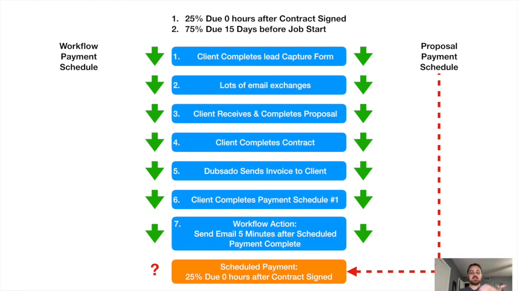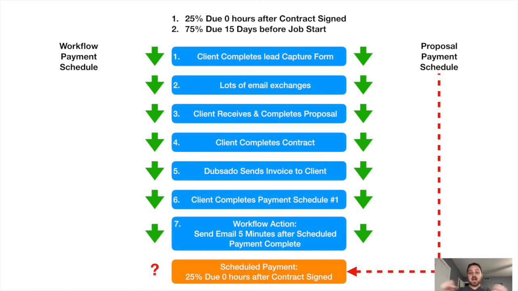So when you finally get to this step, Dubsado goes, hey, I've got 2 payment schedules here. Which one do you want to work with? Because one's functioning and one's not, and it can't say that one is overriding the other. Okay, does that make sense? What's happening is your workflow still wants to reference the workflow payment schedule, but the client is working off of the proposal payment schedule.